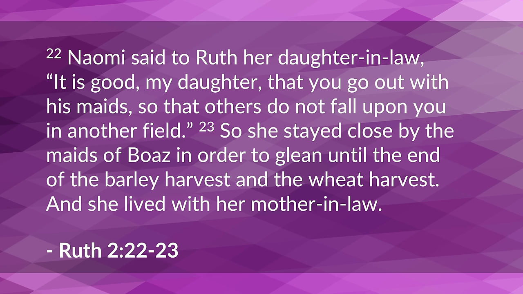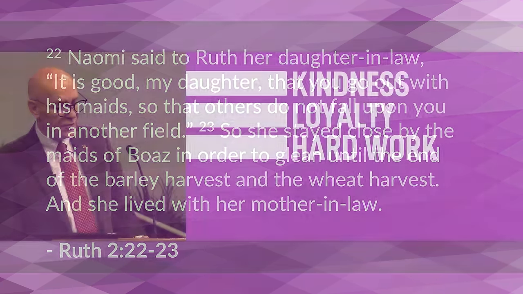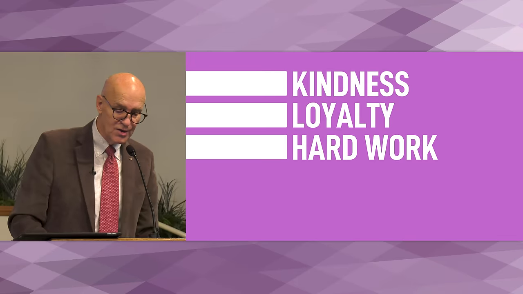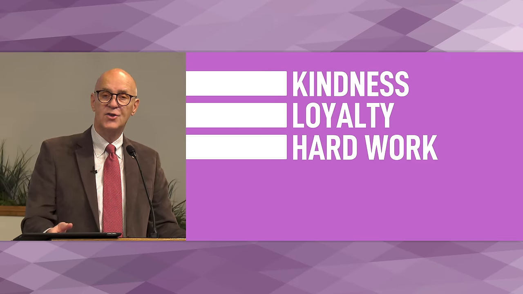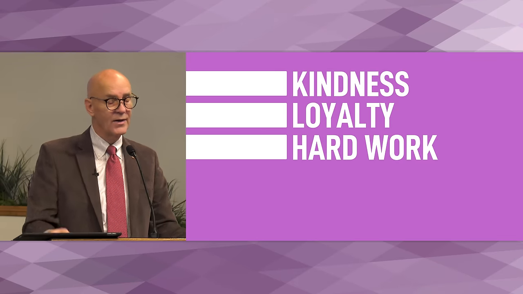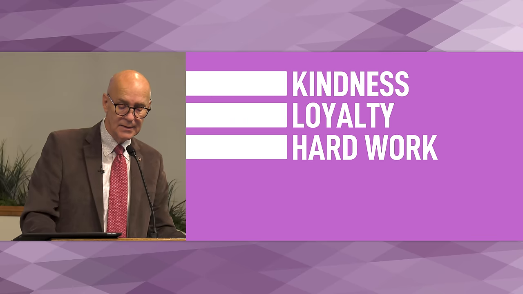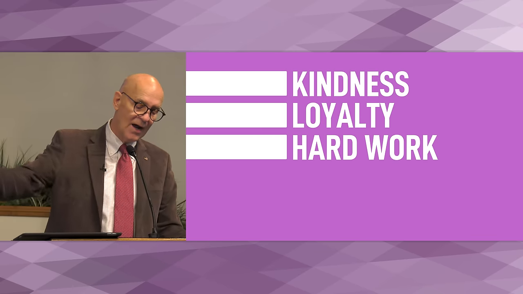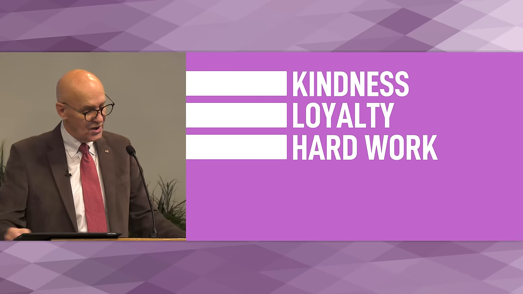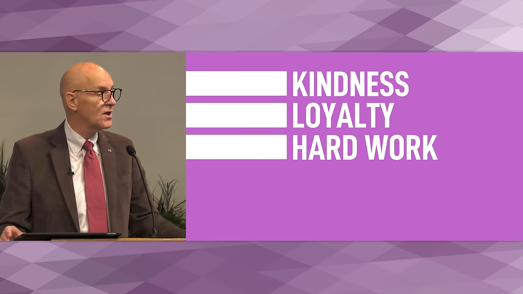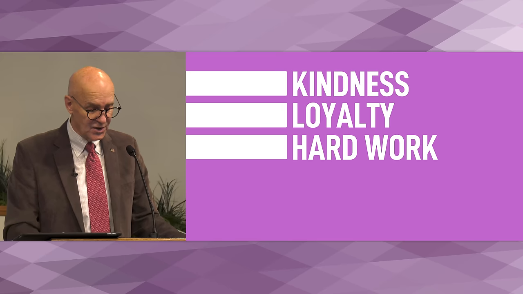So she stayed close by the maids of Boaz in order to glean until the end of the barley harvest and the wheat harvest. And she lived with her mother-in-law. So in the story of Ruth, we see that her relationship with Naomi caused her to actually work very hard. They had to earn a living, they had to eat. And so she served as a hired hand, and as such, she had no guarantee of payment. She had no guarantee of protection.